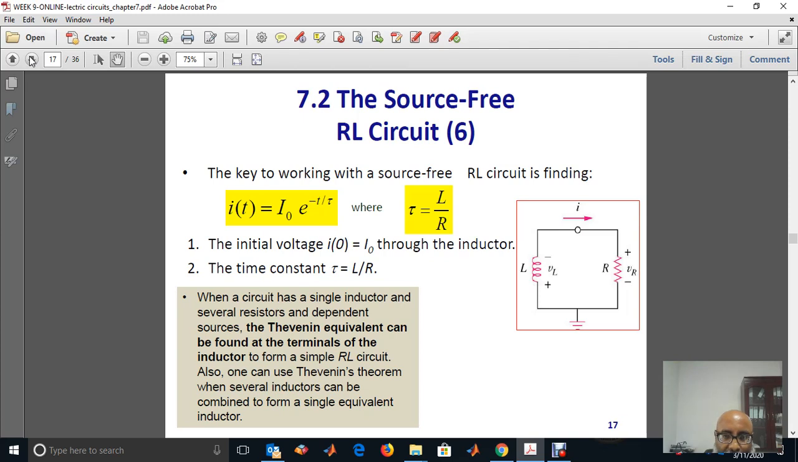Now, how do we solve a source-free RL circuit? It is similar to the RC circuit. We need to find the initial current through the inductor. We need to find the time constant, and for that, the Thevenin equivalent resistance. From the Thevenin equivalent resistance, we calculate the time constant tau equals L over R equivalent, or R Thevenin.